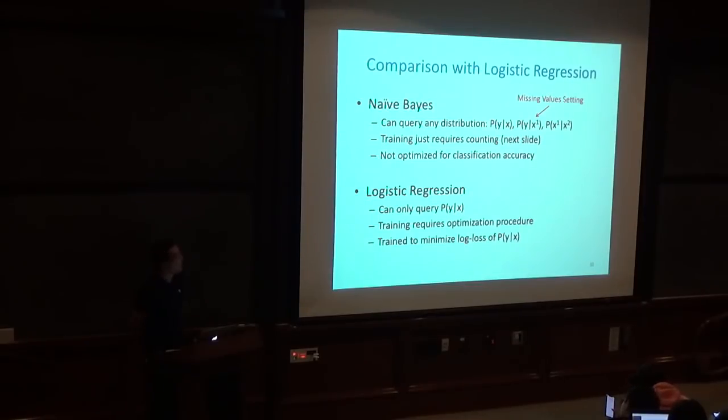Learning is very, very cheap. It just requires frequency counting. The challenge with naive Bayes, of course, is it is not optimized for classification accuracy. It is not optimized to maximize the accuracy of p of y given x. Logistic regression, you can only query p of y given x. It cannot tolerate missing values. The optimization is not that slow, but it's certainly not as fast as frequency counting. And you're basically minimizing the log loss of p of y given x.